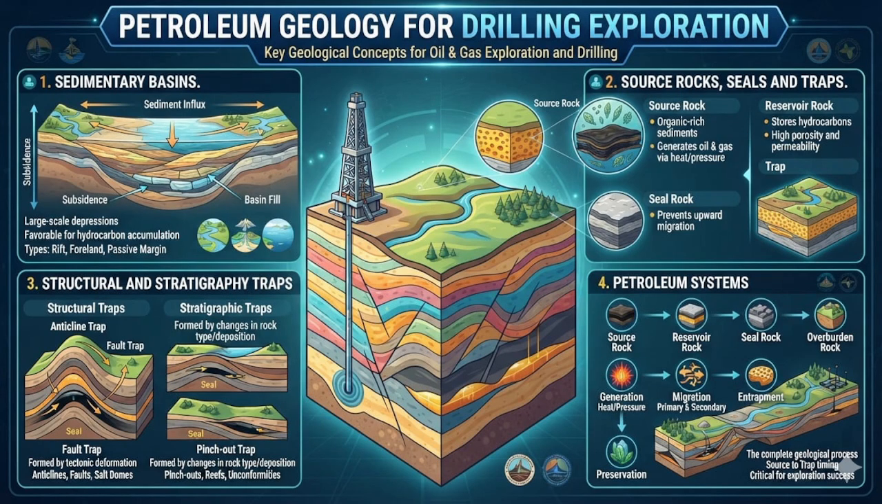And then we have the main types of sedimentary basins. We have the rift basin, and then we have the foreland basin. We have the passive margin basins, and then lastly is the intracratonic basin.